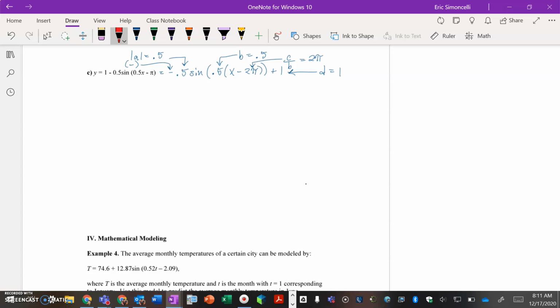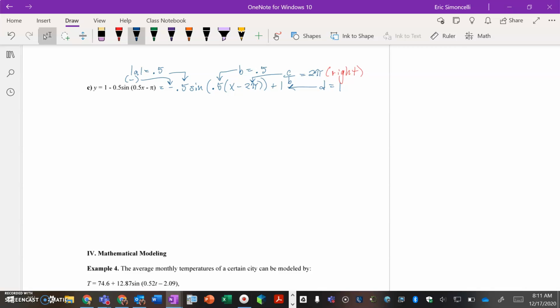wherein we're again noting from inside out what's happening. Because c over b is 2 pi, because it's x minus 2 pi, that's going to be a shift to the right by 2 pi. If you continue to take a look, inside out, so to speak, 0.5 as your b value, that will dictate your period.